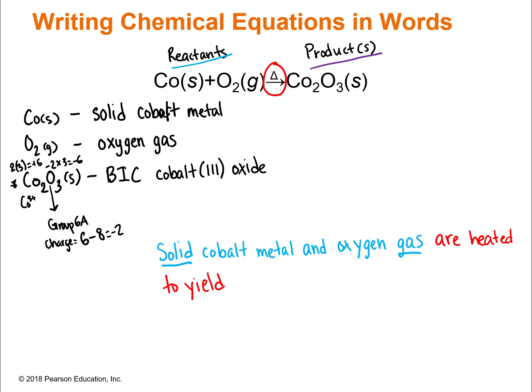Now we have to describe our product. And we already named it, so that makes life easier. Solid cobalt 3 oxide.